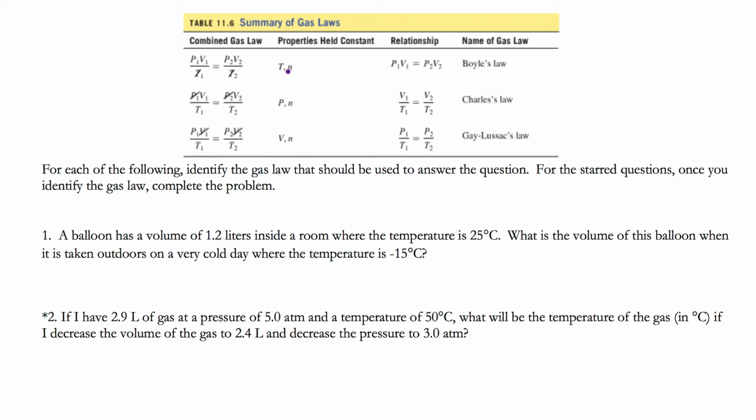Notice also that in this table it shows N. That simply represents the number of moles. So what this is saying is I am changing, for example, for Boyle's law, pressure and volume, but I'm not adding any more gas. I'm simply changing pressure and volume. I'm not changing the number of moles of gas I have.